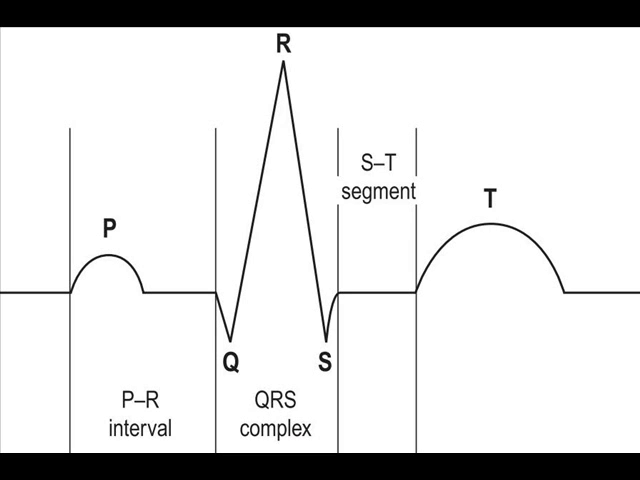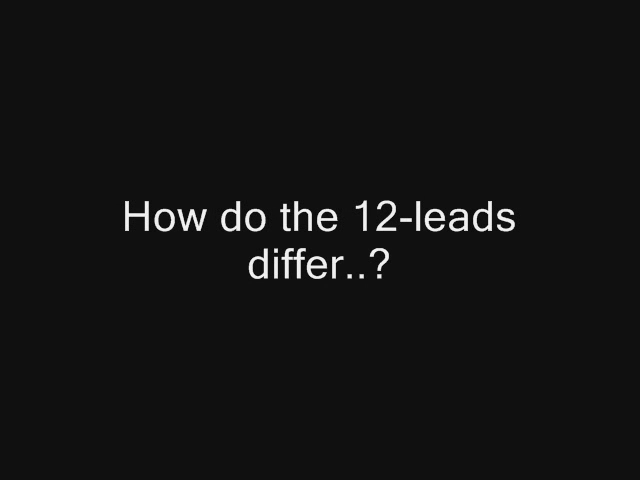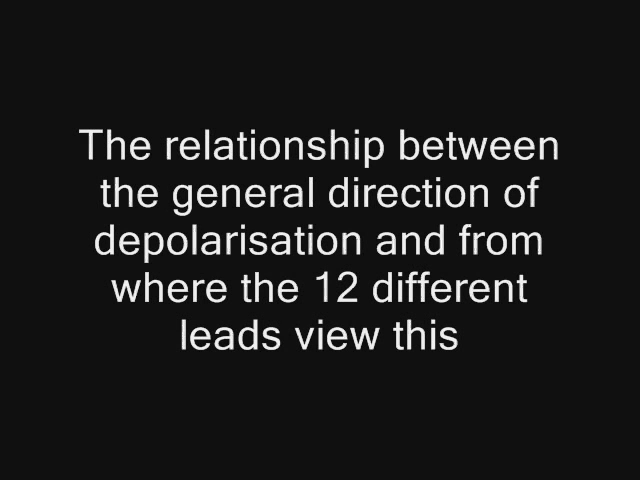So this complex represents sinus rhythm, which we hope to see in our patients. But the question is, if the patient is in sinus rhythm, how do the leads differ on the 12-lead ECG? Well, it's about the relationship between the general direction of depolarization through the heart and from where the 12 different leads view this. Do remember that when we refer to leads, this can mean two things: the electrodes we attach to the patient, but also the points from which the ECG is looking at the heart. And that's what we're referring to here. We're talking about interpretation, not recording a 12-lead ECG.